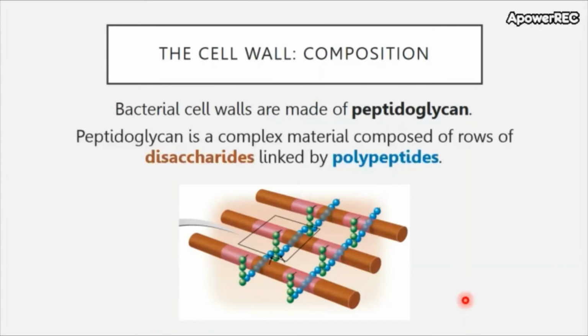And as discussed before, the cell wall is made up of peptidoglycan. We've covered this a little bit before. Peptidoglycan is a complex material and it's composed of rows of disaccharides, which are these brownish, reddish strips here, and they are linked by these polypeptides here.